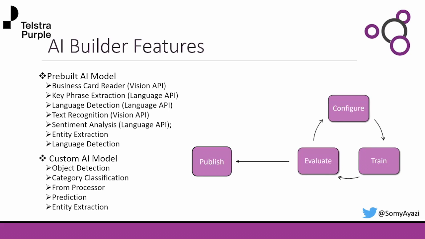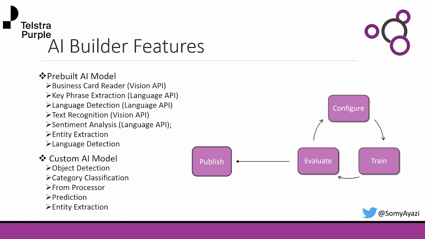So I outlined some of the information here. As you can see, there are some pre-built AI models. For example, the business card reader uses the Vision API. There is key phrase extraction, which uses the Language API, and language detection, which again uses the Language API. I'll explain these different APIs when we get to the cognitive services. At the moment I'm just pointing out the engine behind the scenes, and later in the next part of the session we'll talk about those in more detail.